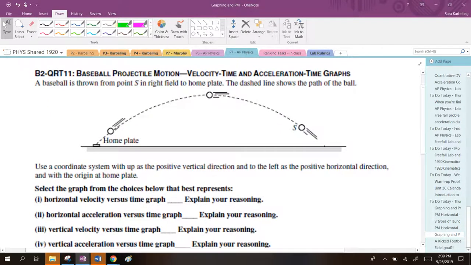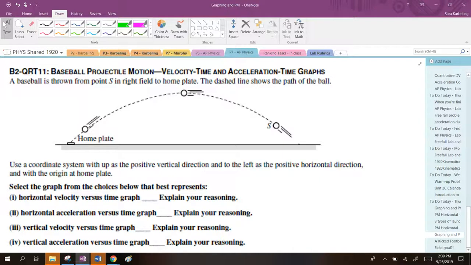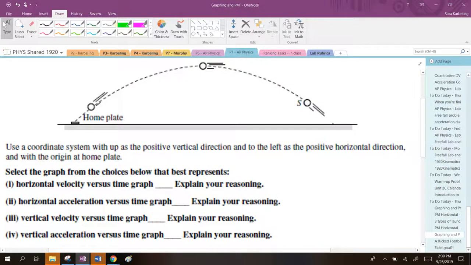Okay, here's the situation. Speaking of things being thrown. So, baseball projectile motion. Velocity versus time and acceleration versus time graphs. A baseball is thrown from point S in right field to home plate. The dashed line shows the path of the ball, the trajectory of the ball. It asks you to use a coordinate system with a positive vertical direction. Positive is this way, and the left as positive. Why? Just so that it's easy because it's being thrown from here this way. So we'll just call that positive.